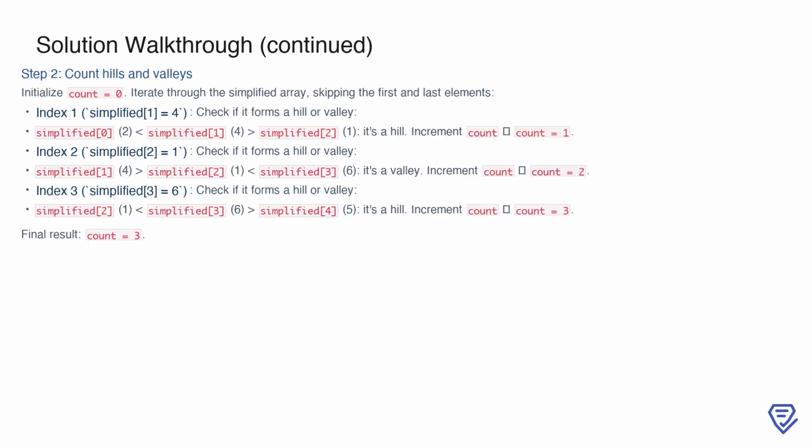At index 3, the value 6 has neighbors 1 and 5. Since 1, 6, 5 forms another hill, we increment the count to 3. With no more elements to check, the final result is count equals 3.